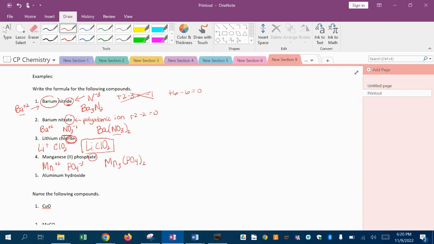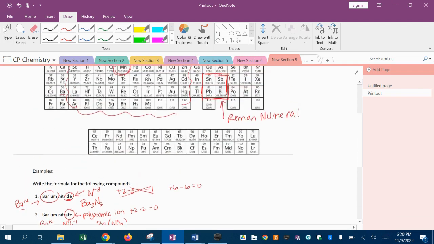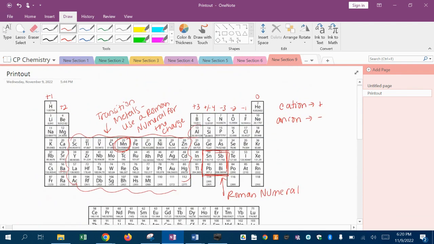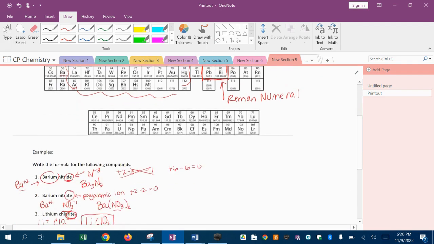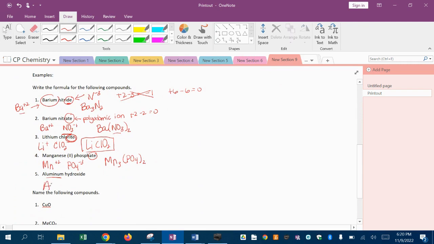Last one, aluminum hydroxide. Students always say, well, aluminum needs a Roman numeral. No, it doesn't, because aluminum is right here. It's in the +3 column, right? So there's the charge, +3, and aluminum is underneath that. So aluminum is Al +3.